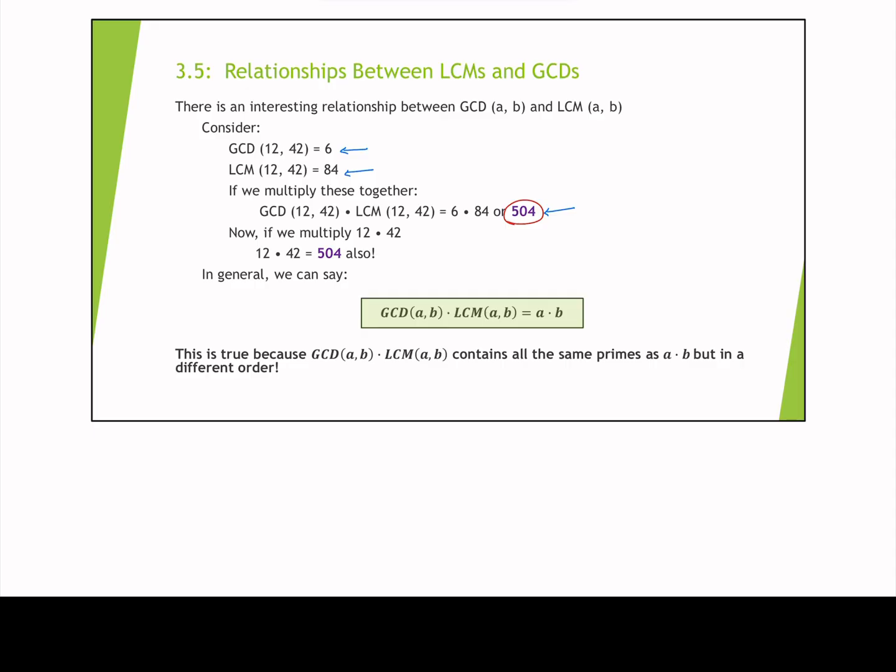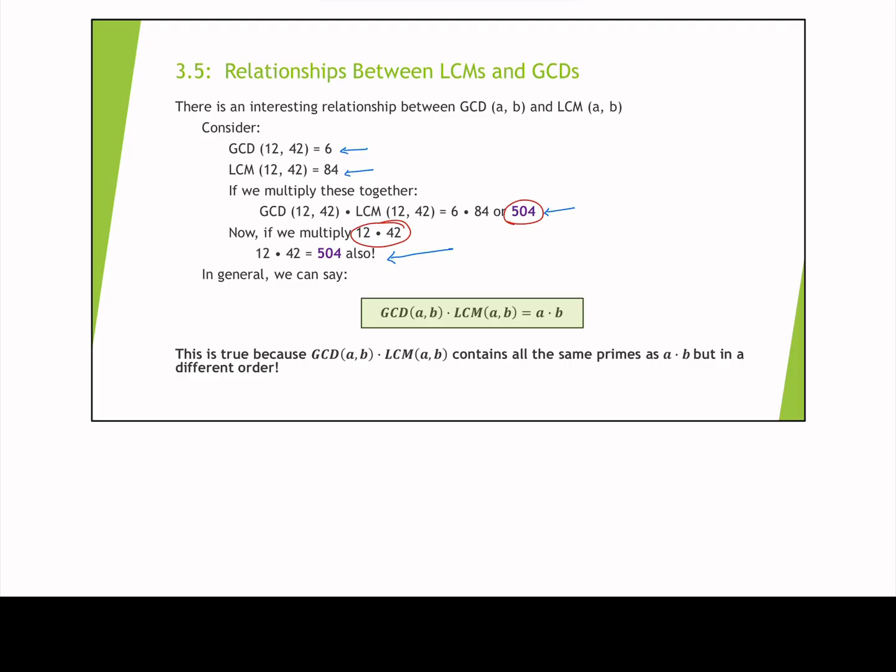Now you might not think much of that number, but it's very interesting if you're also going to check what happens when you multiply A and B together. So if I want the GCD of 12 and 42 or the LCM of 12 and 42, what happens when we multiply 12 by 42 itself? Well, lo and behold, we get the same number. It's 504. So it actually gives us a formula that we can use as long as we know A and B, and we're being asked to find either the greatest common divisor or the lowest common multiple.